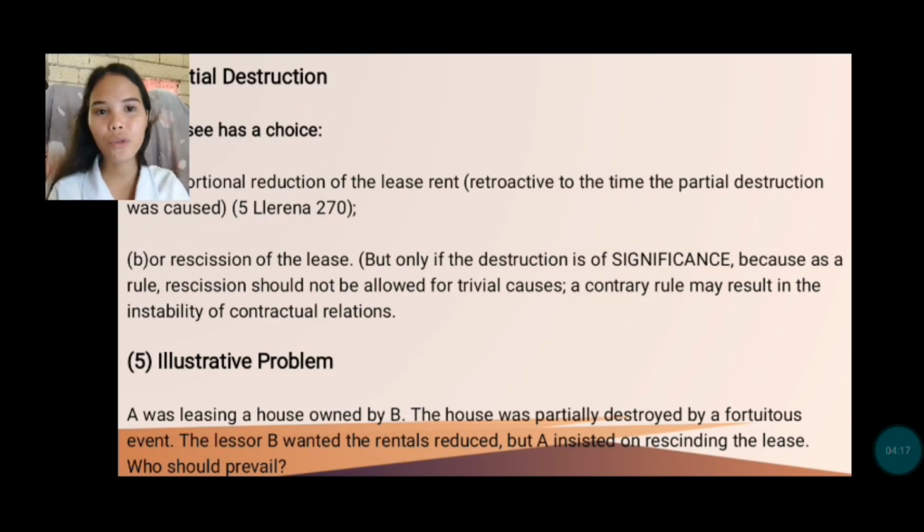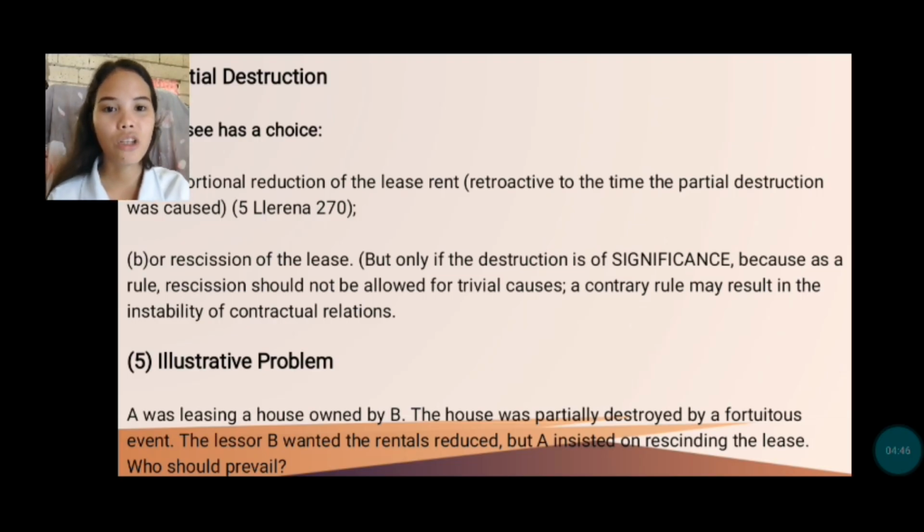A. Proportional reduction of the rent, retroactive to the time the partial destruction was caused. B. Or rescission of the lease, but only if the destruction is of significance, because as a rule, rescission should not be allowed for trivial causes. A contrary rule may result in the instability of contractual relations.